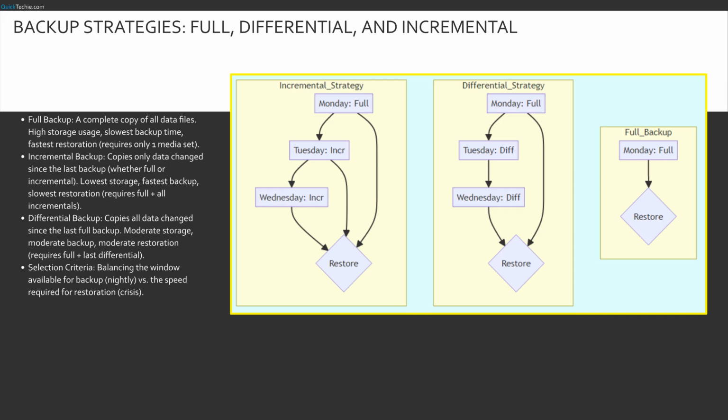Here we visualize the complexity of restoration. In the top group, full backup restoration R1 is simple. You just use Monday's tape. In the differential strategy, to restore on Wednesday R2, you need Monday's full and Wednesday's differential. Note that Tuesday is ignored. In the incremental strategy at the bottom, look at the connections to restore R3. You need Monday's full, plus Tuesday's incremental, plus Wednesday's incremental. The chain is longer, meaning higher risk and longer recovery time.